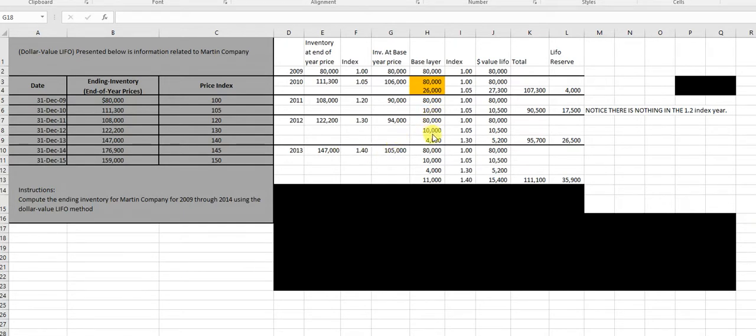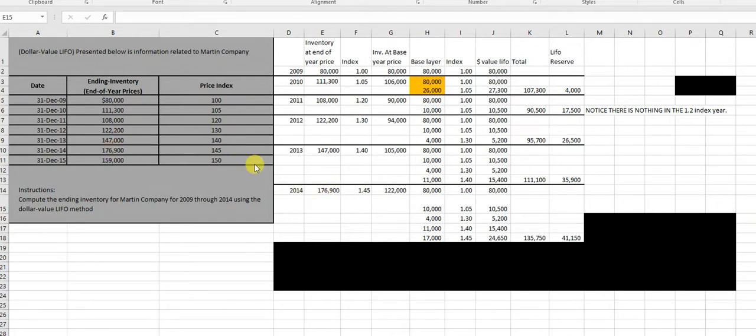So now again, I bring down these numbers as long as I have enough. So this is more than 94, so I'm going to bring them all down, 80, 10, and 4. And that comes down to 94,000, so I need 11,000 at the 140 price index level. So I'm multiplying back out, I'm bringing them back up to their current year, and I add them up, 111,100, so my 147,000 minus 111,100 is 35,900.